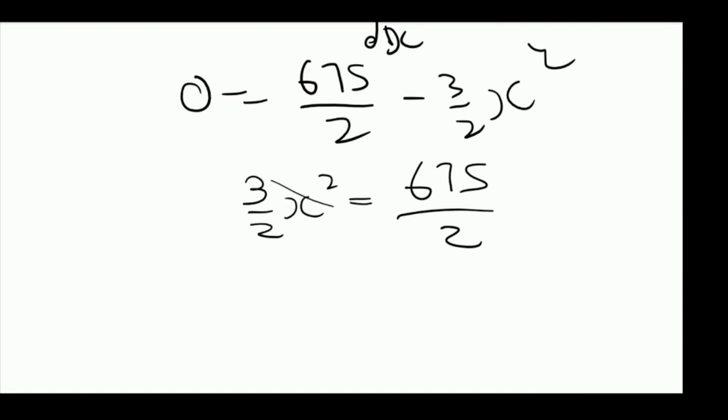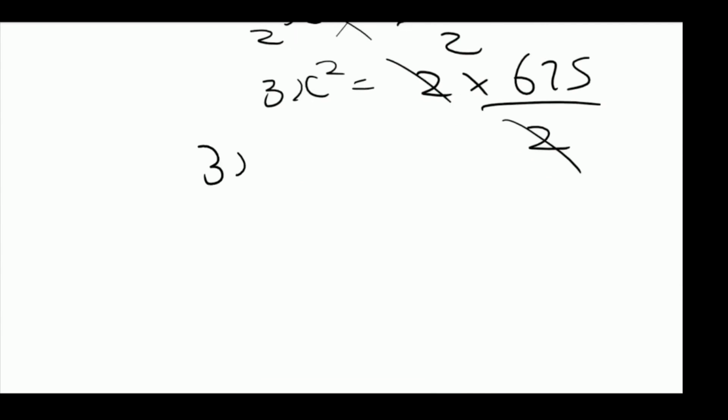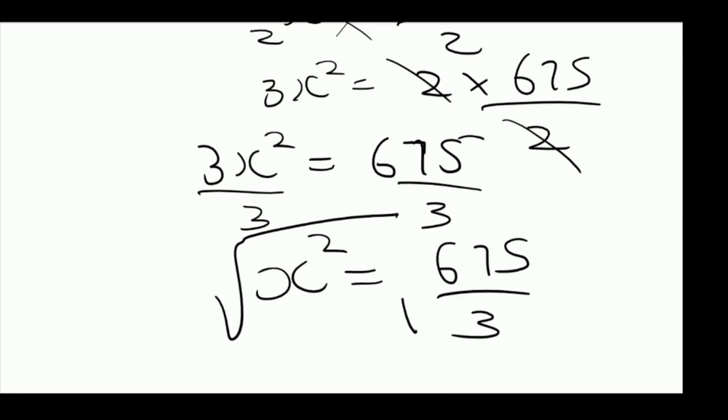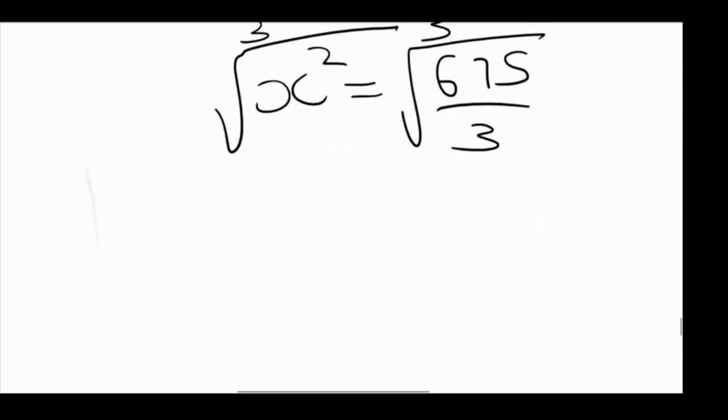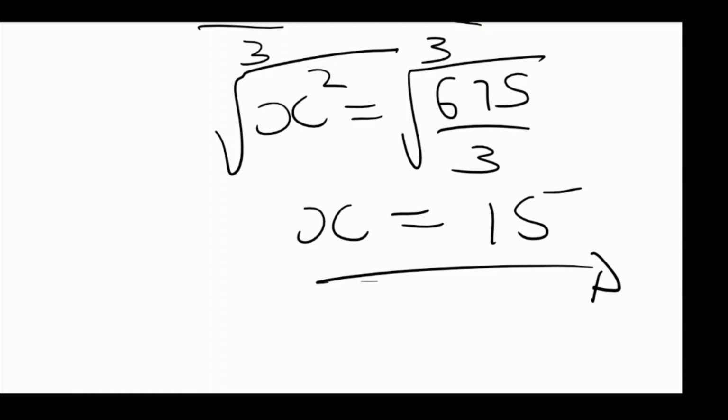And then we cross multiply, so we have 3x squared is equal to 2 times 675 over 2. Then this goes away. We remain with 3x squared is equal to 675. Right, and then we divide by 3 both sides, and then x squared is equal to 675 over 3. Then we put the square roots both sides and find the x solution. So x is going to be equal to 15. So this is the value of x for this problem here.